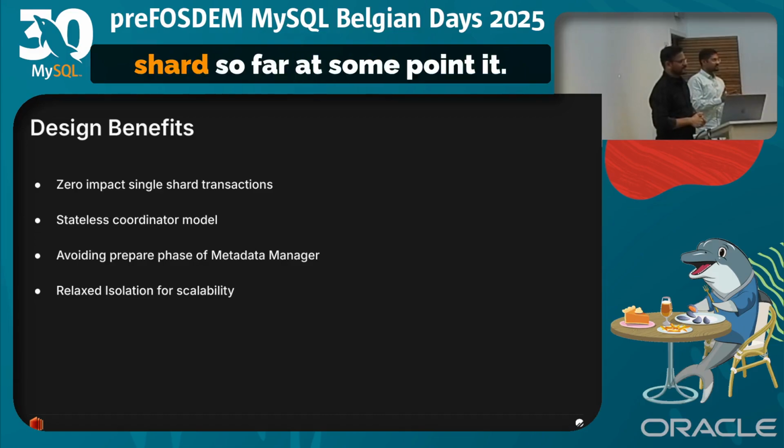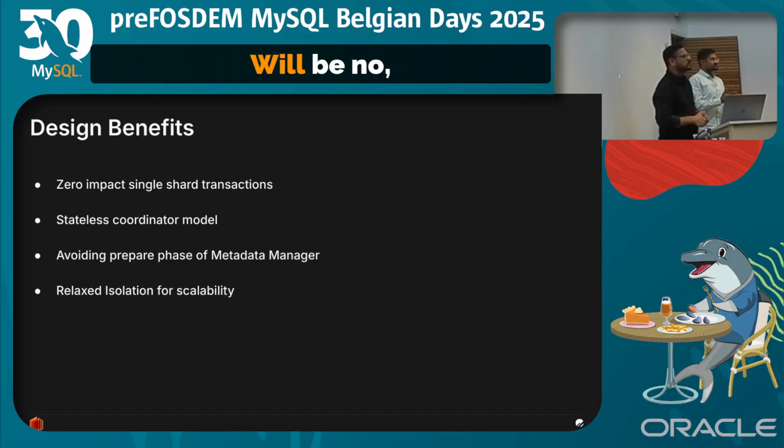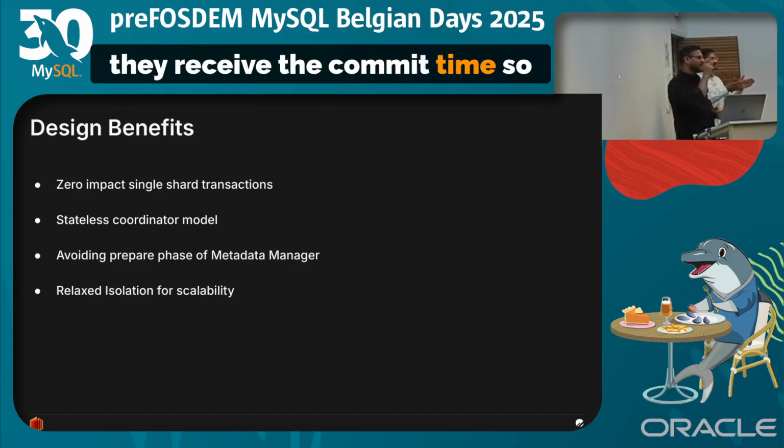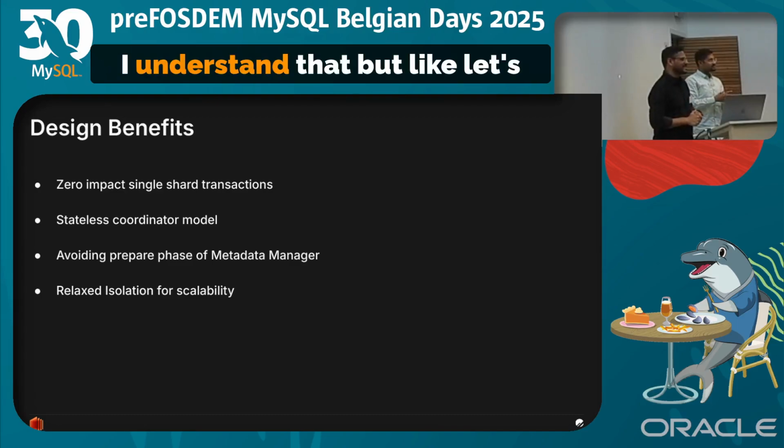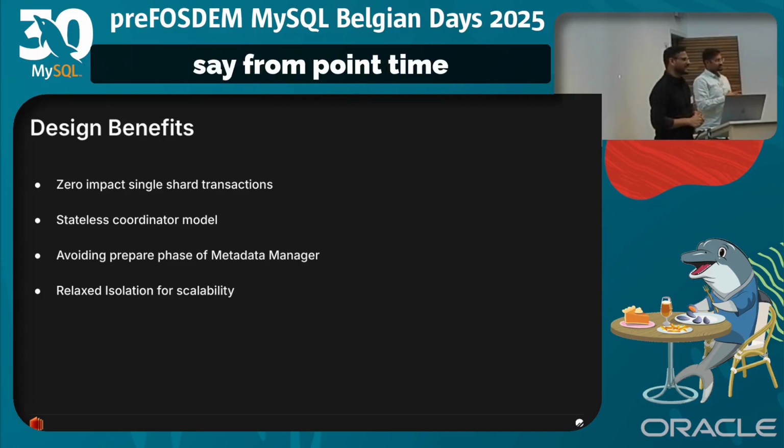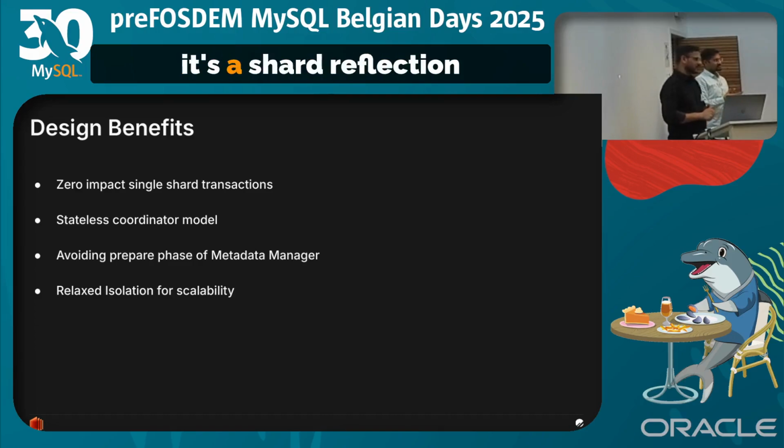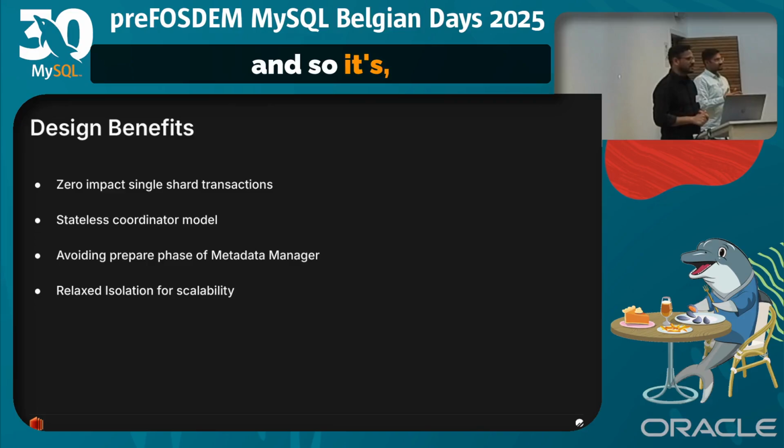They're run on a single shard so far. At some point it will be. No, they receive the commit. I understand that, but let's say from point in time A to point in time B, it's a single shard transaction, and so it's good, but then it becomes a multi-shard transaction.